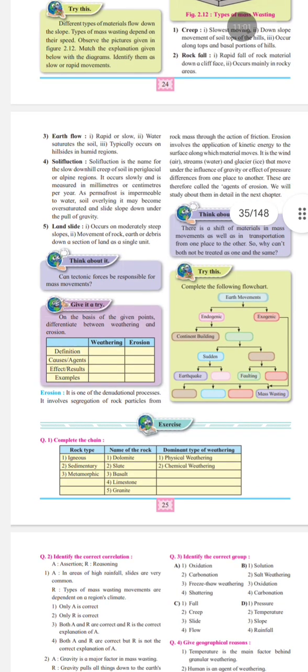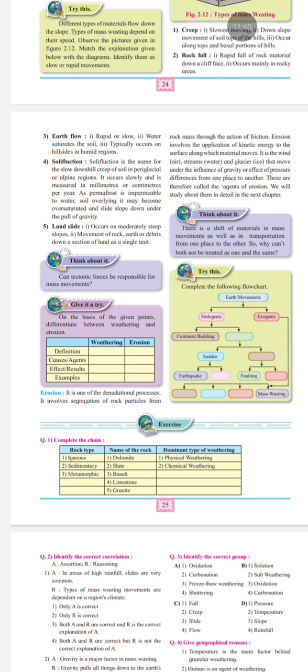Next is earth flow. Earth flow occurs when soil becomes saturated with water and starts moving down the slope. What is very important here? Heavy rainfall adds a lot of water to the soil, it becomes heavy and loses stability. As a result, the soil starts flowing downhill. Earth flow may be slow or rapid. It commonly occurs on hillsides in humid regions. So heavy rainfall, soil becomes saturated, loses stability, and earth flow occurs.